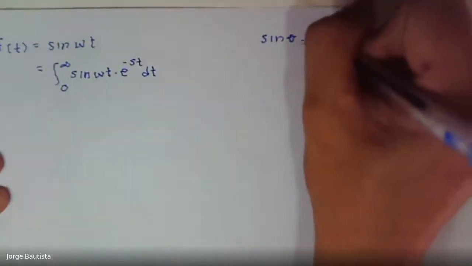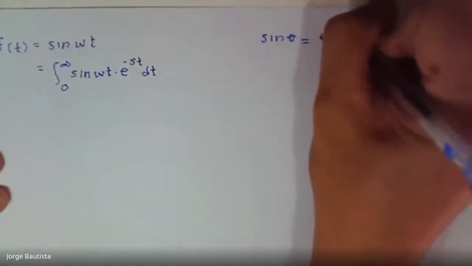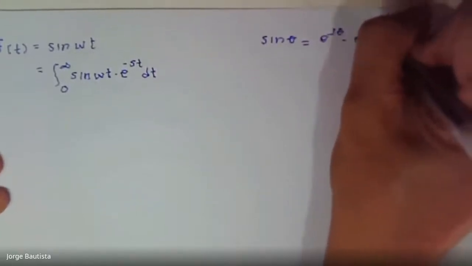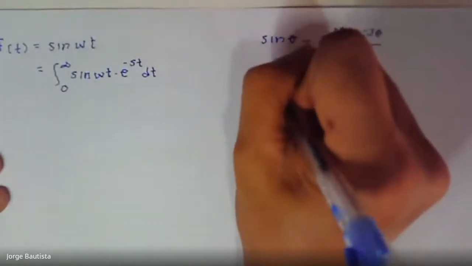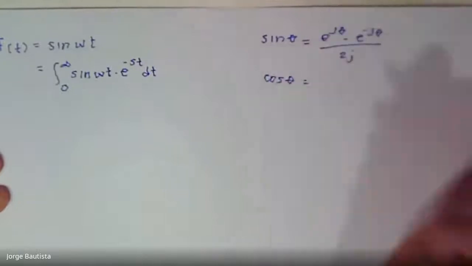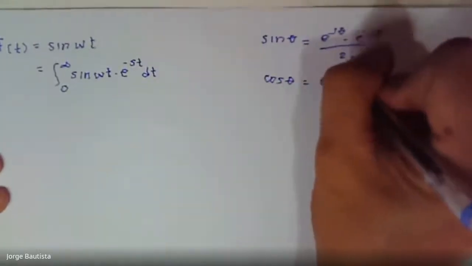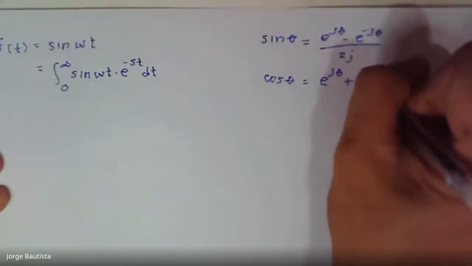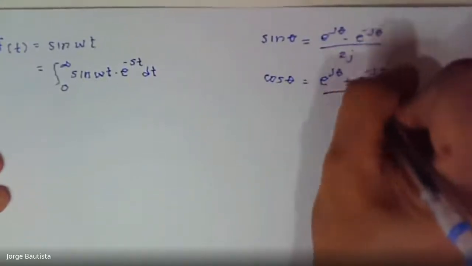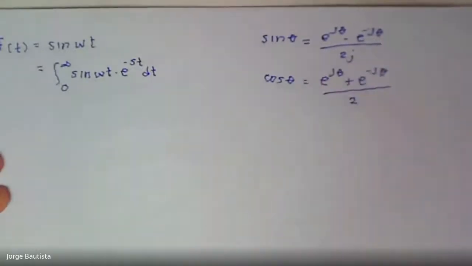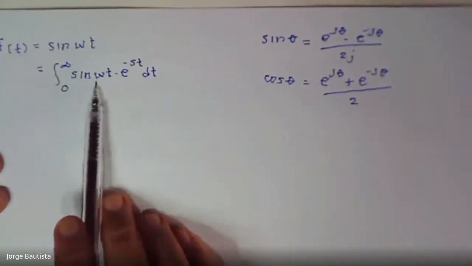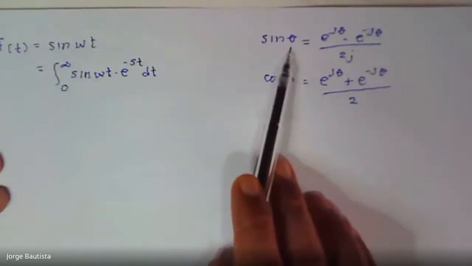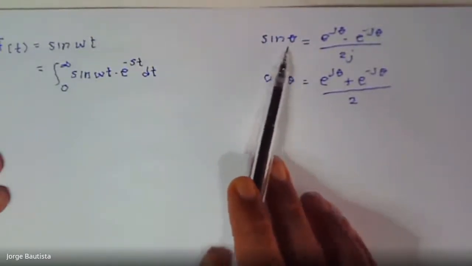That is e raised to j theta minus e raised to negative j theta all over 2j, right? That is the sine. The cosine: cosine theta is e raised to j theta plus e raised to negative j theta all over 2. That is our identity for sine and cosine. Since this is omega t, you substitute omega t for theta.